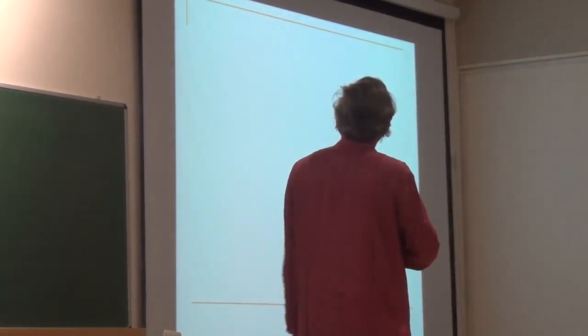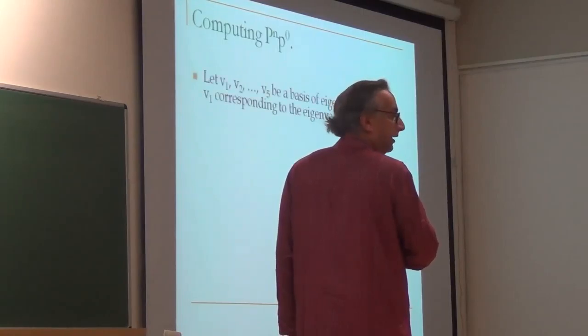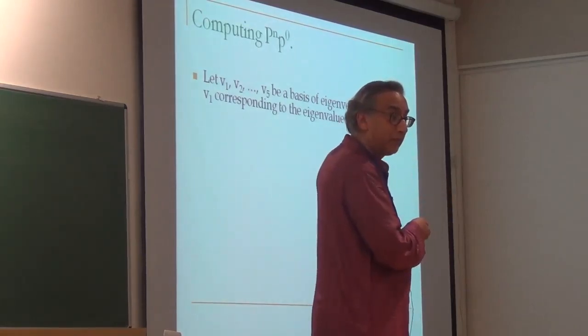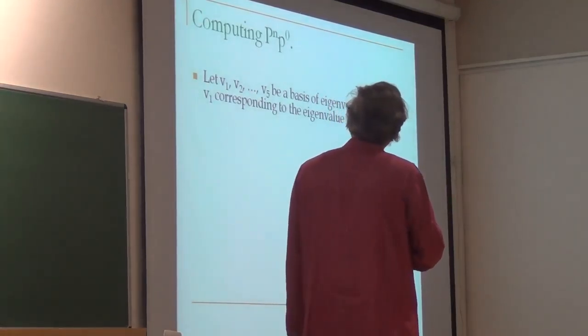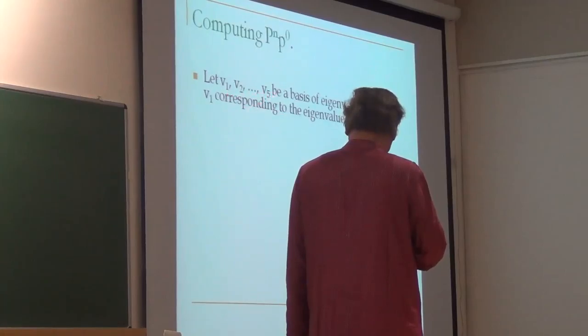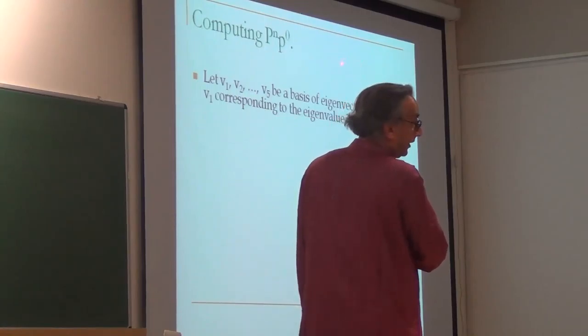Keep in mind that the columns sum to 1. Let's try to compute P to the n, P0. Let's take that toy case where only 5 vertices were there. So here you have 5 vertices. Let's say that for the eigenvectors of P, we have a basis of eigenvectors, V1 to V5, and let V1 be the eigenvector corresponding to the eigenvalue 1.